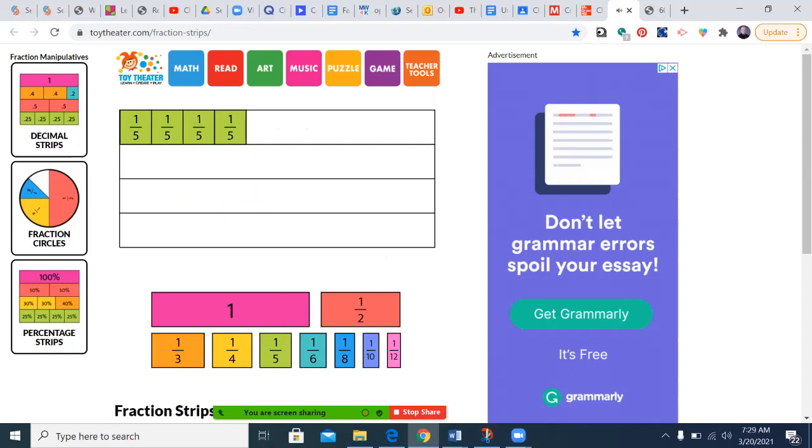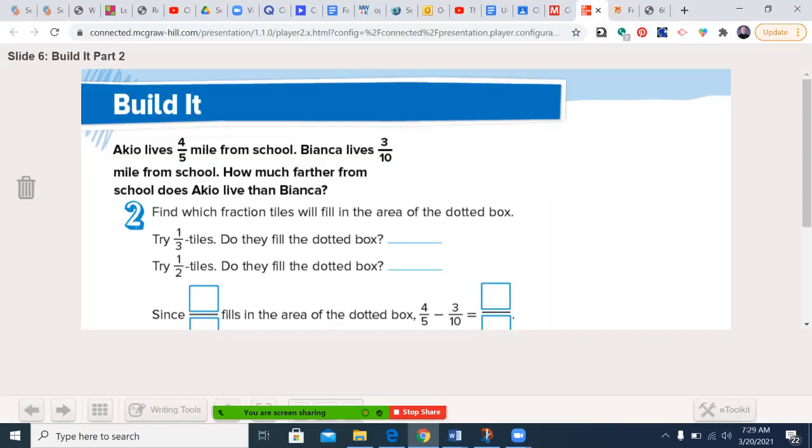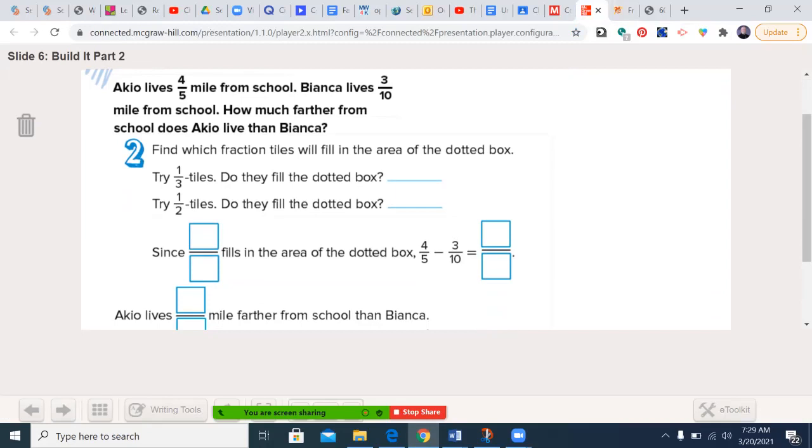We also have the 1/10. That's where we start with. Step 2. Find which fraction tiles will fill in the area of the dotted box. And that's going to be on our next slide here. And we will be filling in some things there.